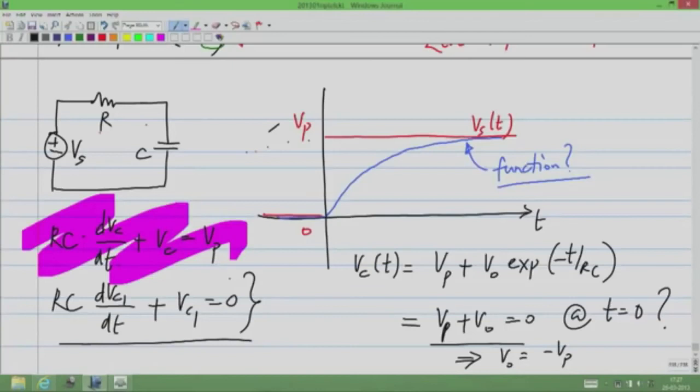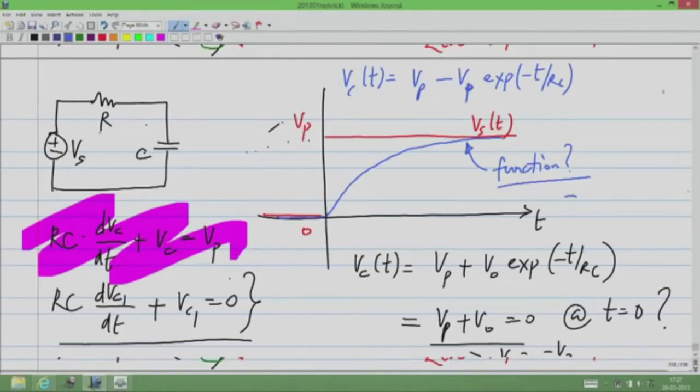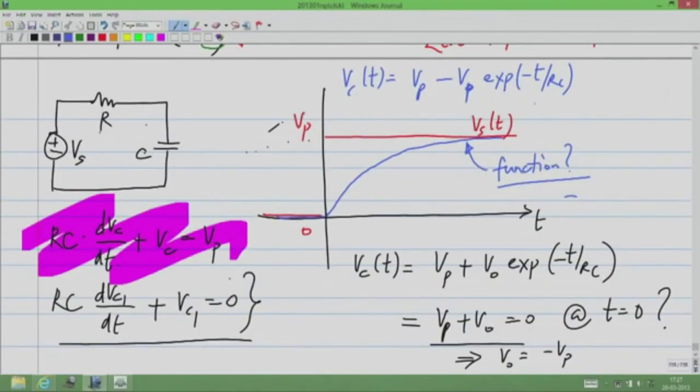But by looking at the initial condition, you will be able to find the particular value that satisfies it for that case. Okay, so in this case, this V naught equals minus Vp. So the actual solution to Vc is Vp minus V naught exponential minus T by RC, or Vp minus Vp exponential minus T by RC. Also frequently this is written in this form, Vp times 1 minus exponential minus T by RC.